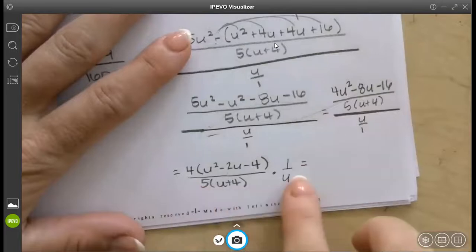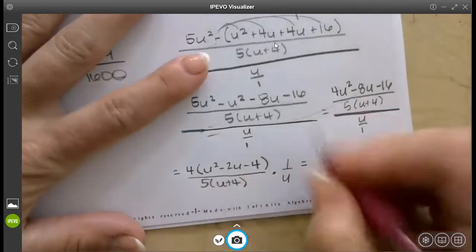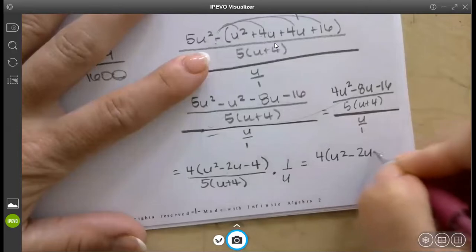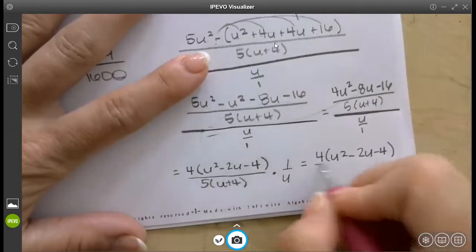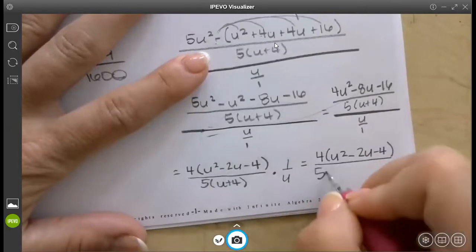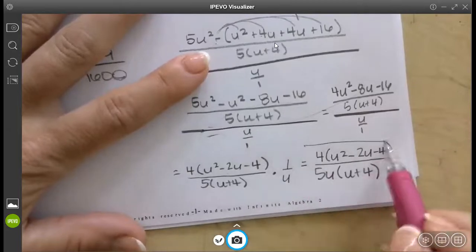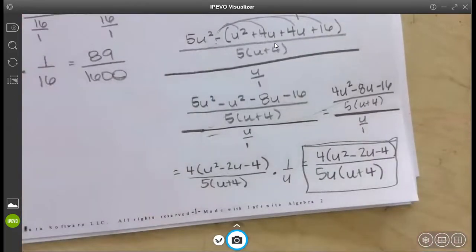So now I just multiply straight across. All of this times 1 is the same thing. And then on the bottom, I have a 5, a u, and a u plus 4. I don't care what order the bottom goes in.